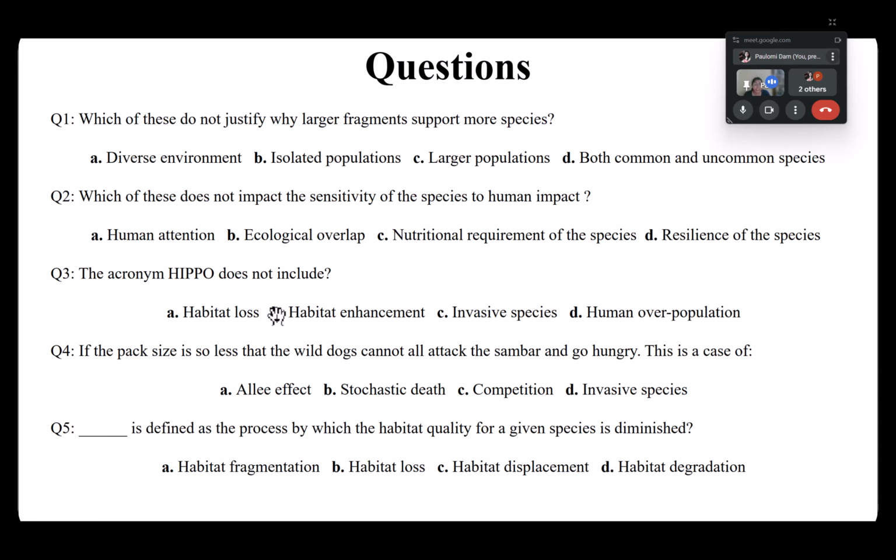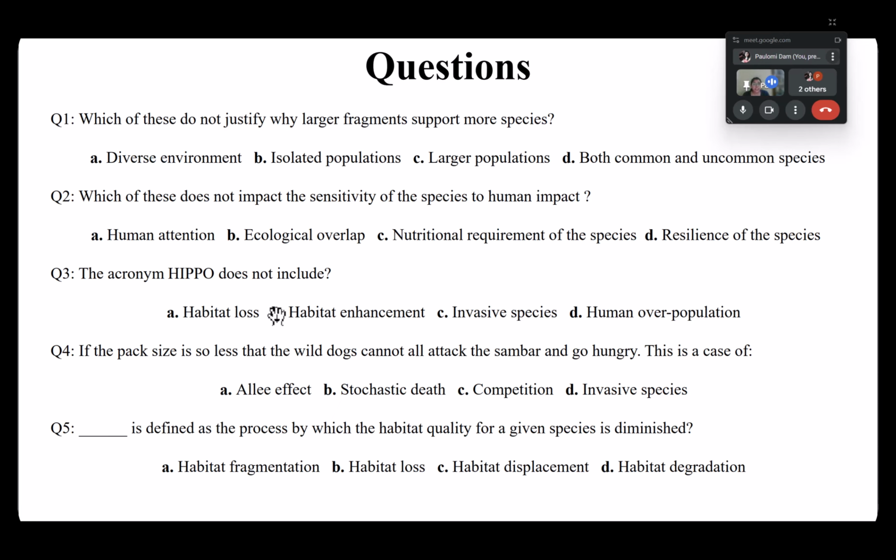The first one says, which of these do not justify why larger fragments support more species? You have several options. You are supposed to think larger fragments support more species, that is given. But why do they do it? And which one of these do not fall under those reasons?